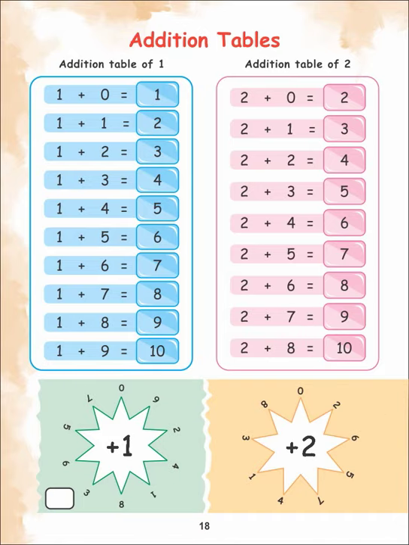2 plus 0, 2. 2 plus 2, 4. 2 plus 6, 8. 2 plus 5, 7. 2 plus 7, 9. 2 plus 4, 6. 2 plus 1, 3. 2 plus 3, 5. 2 plus 8, 10.